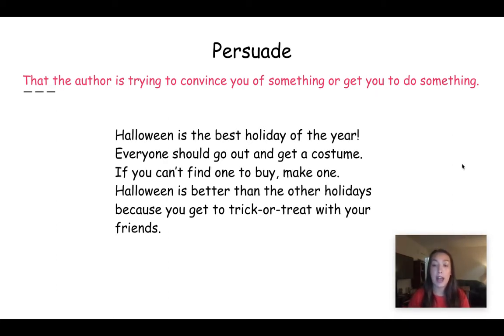Halloween is the best holiday of the year. Everyone should go out and get a costume. If you can't find one to buy, make one. Halloween is better than the other holidays because you get to trick or treat with your friends.